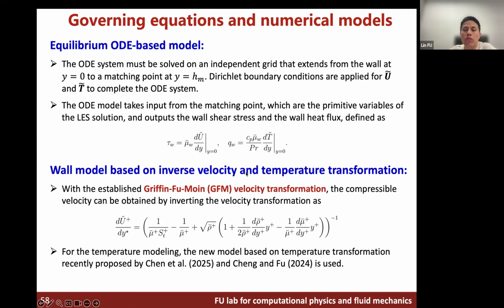So what we do is that we do not solve that ODE model. For the velocity modeling, we directly solve the so-called GFM velocity transformation in a reversed manner. The original idea of the transformation is to transform the compressible velocity profile to its incompressible counterpart, but of course you can do the reverse mapping. If you do reverse mapping, you can map the incompressible mean profile to the compressible velocity. This is the velocity modeling.